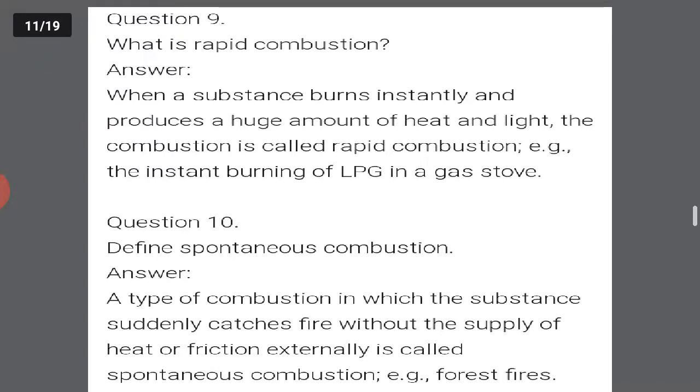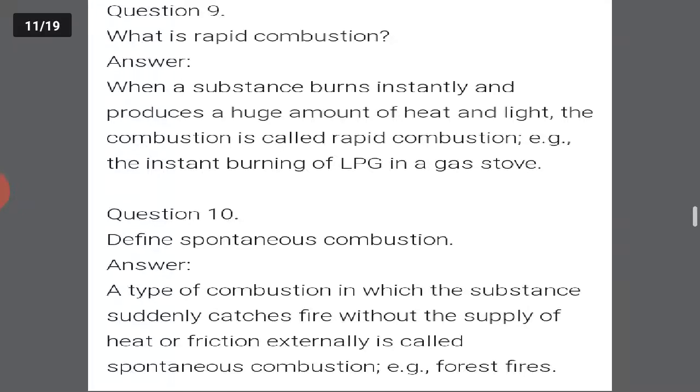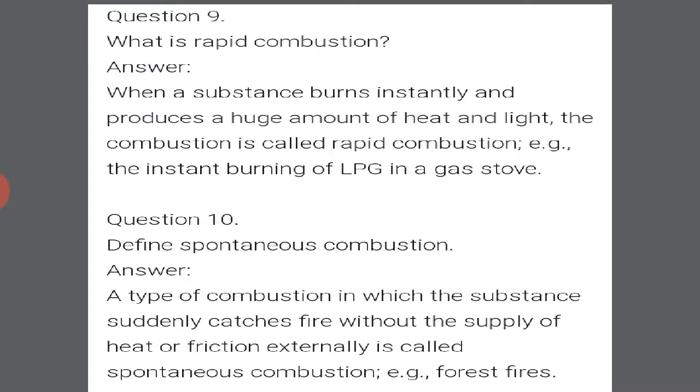Next question. What is rapid combustion? We have studied about three types of combustion: rapid, spontaneous and explosive combustion. Now let's study the first. It is rapid combustion. When a substance burns instantly and produces a huge amount of heat and light, then the combustion is called rapid. Means fast, means quick. Example: instant burning of LPG in a gas stove.